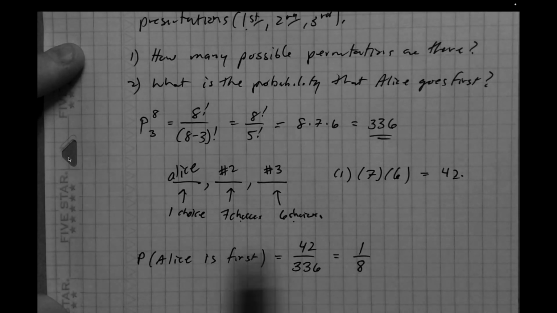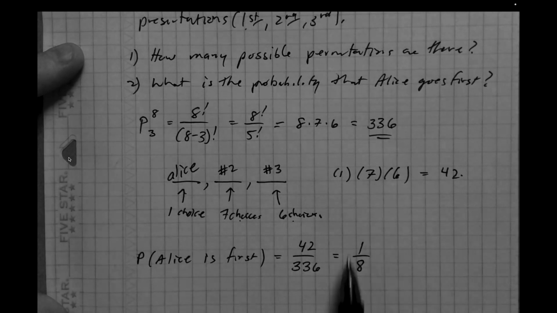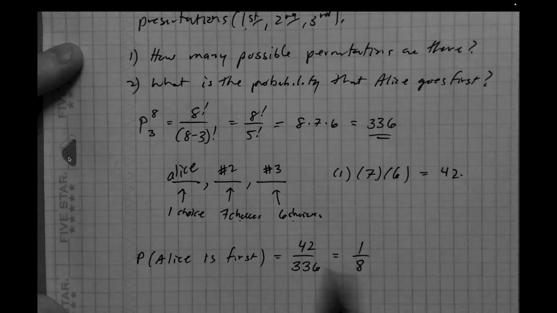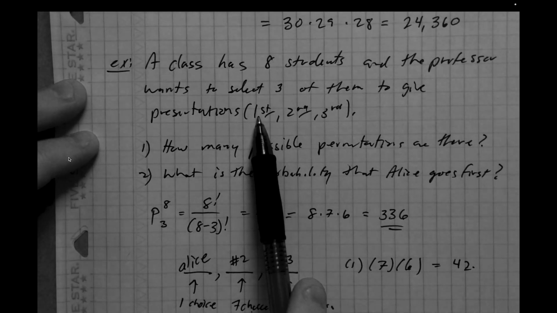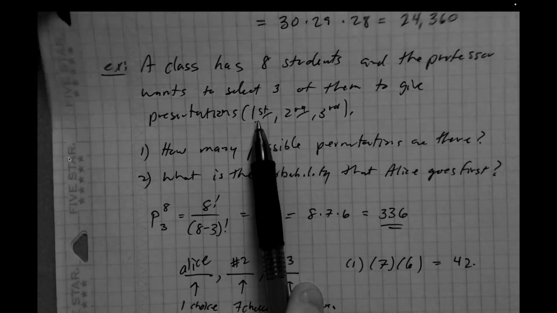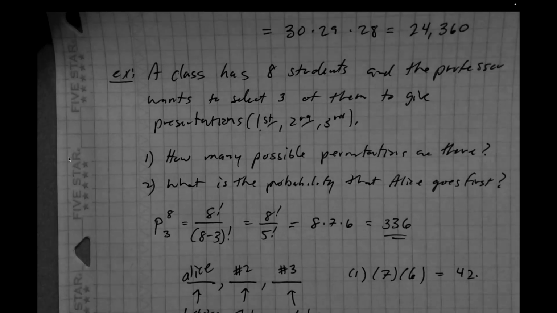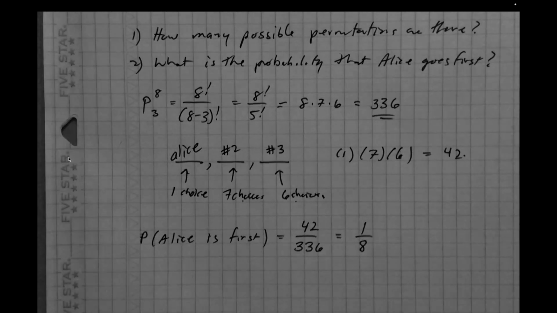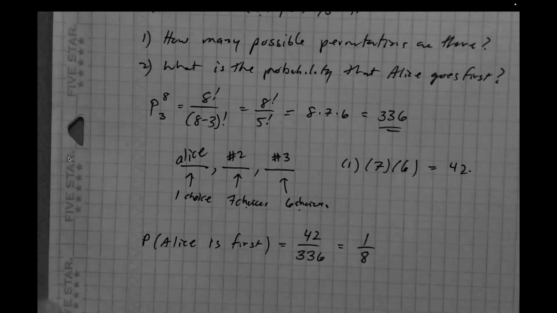Okay, and so that's a different way to approach that same problem, but intuitively you could just say, well, there's 8 students in the hat. She's one of them. The probability of her coming out of the hat first is 1 in 8. Very good. Okay, so different ways to get to that same answer. All right.